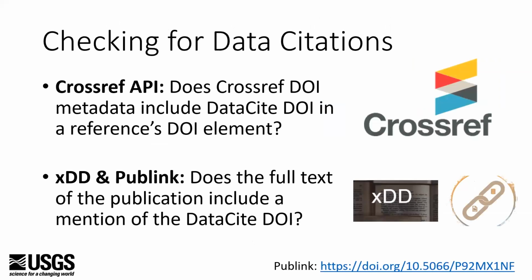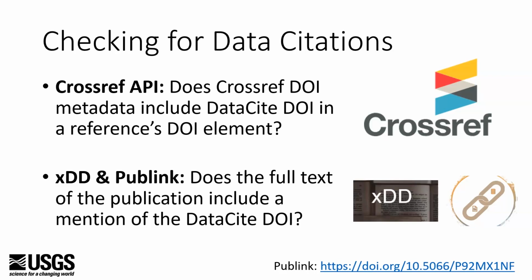We use two methods for checking publications for data citations. First, we use the Crossref API to determine if the Crossref DOI metadata for the publication included the DataCite DOI for the data in a references DOI element. I'm saying DOI a lot. Hopefully I'm being clear enough on what I'm talking about.